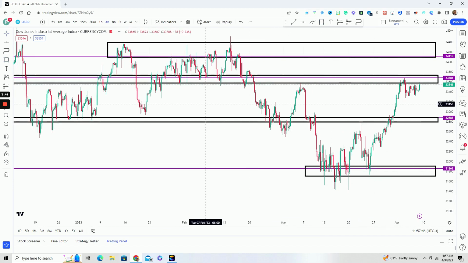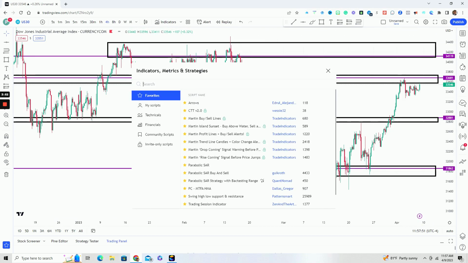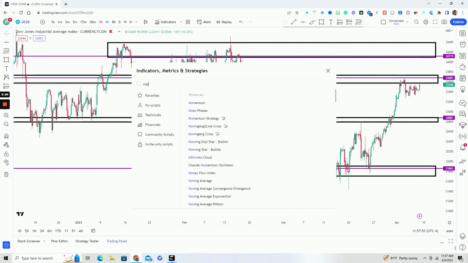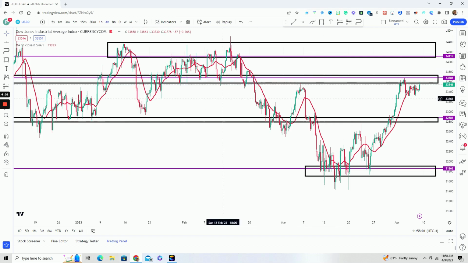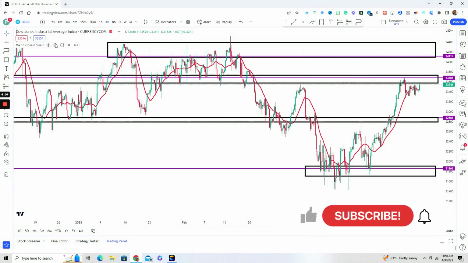Now, as we do that, I want to go ahead and introduce the 50-day moving average. So if you want to do that, just go to the indicators, type in MA, for moving average. Pick this one right here and bring that moving average into your chart. Then what you want to do is go to the settings tab up here. You want to click on that.